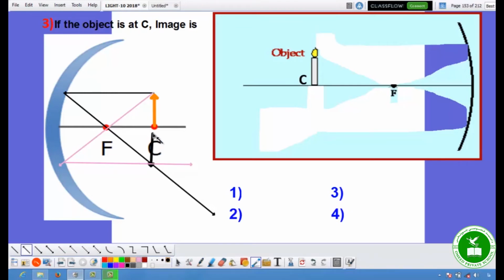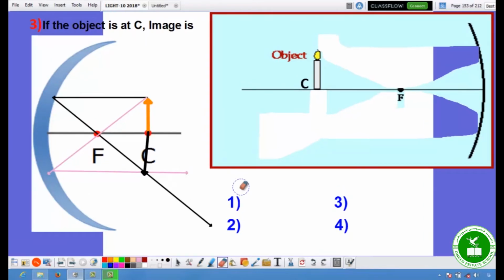Now this is, yes, almost correct. This is the image formed. Now let's see the properties of the image here. Image is at C, same size, inverted. You see, it is at C, it is real. Inverted, you see here it is inverted, same size.